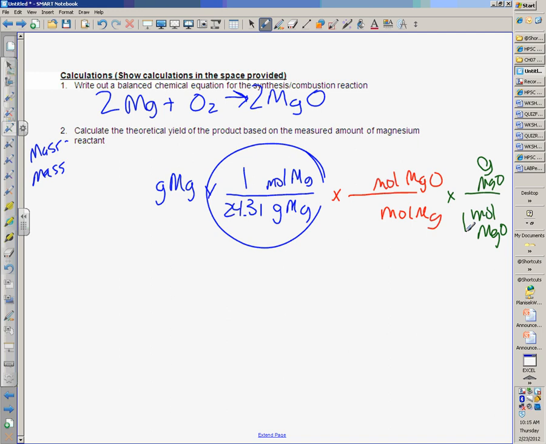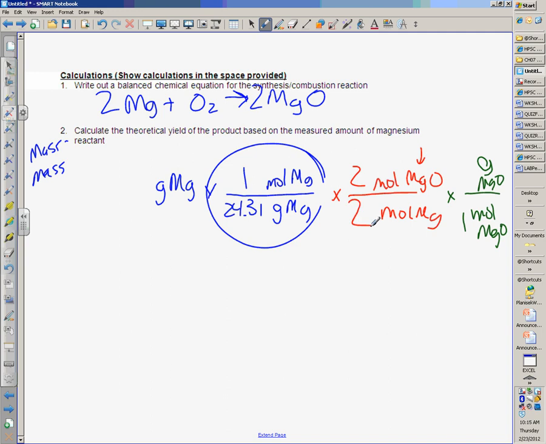So does the coefficient go on top or? It goes with whatever formula is here, right? So for this one, what number is going to go on the top? 2, because that's the coefficient in front of magnesium oxide. And then what's going to go on the bottom of this one?